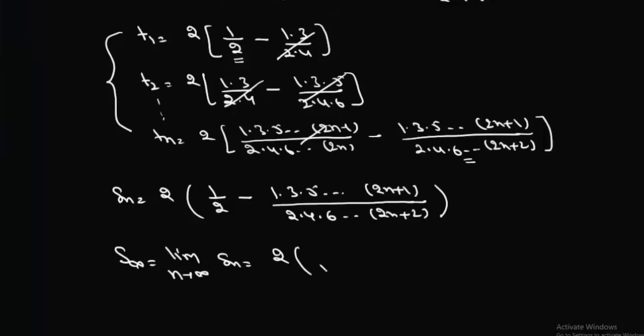Now it will be this 2 into 1 by 2 minus, now here the number of terms is n, and here the number of terms is n plus 1. So here in the denominator, the power of n will be greater, so it will be simply 0. So the answer to this series will be 1. And that is the answer to this question.